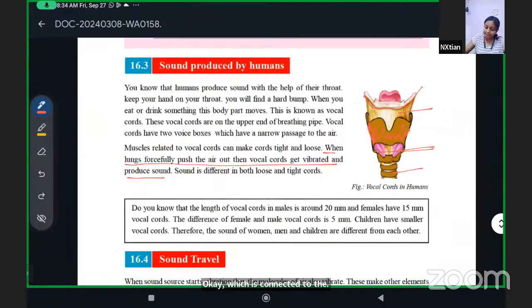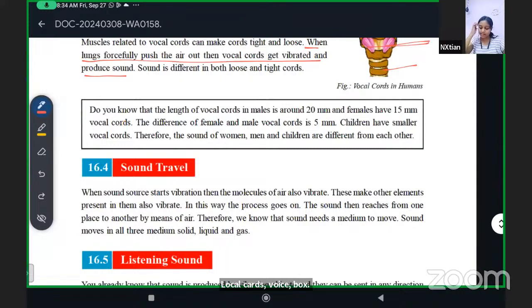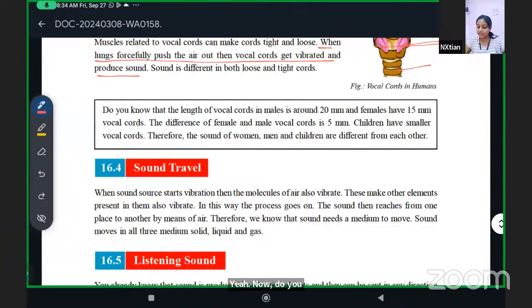Now, do you know that the length of vocal cords in males is around 22 millimeters and females have 15 millimeter vocal cords? The difference between male and female vocal cords is 5 millimeters. Children have smaller vocal cords. Therefore, the sounds of women, men, and children are different from each other.